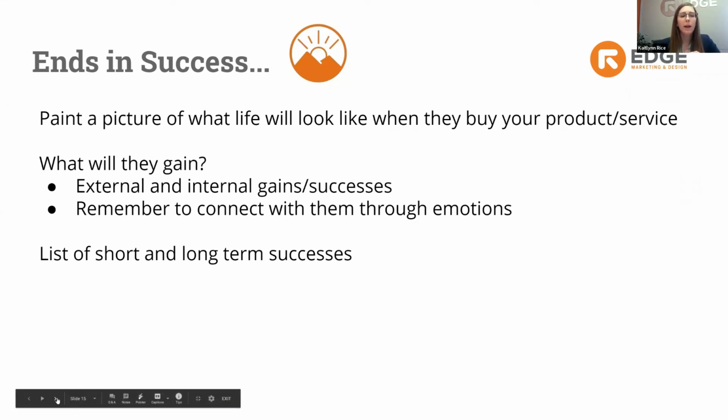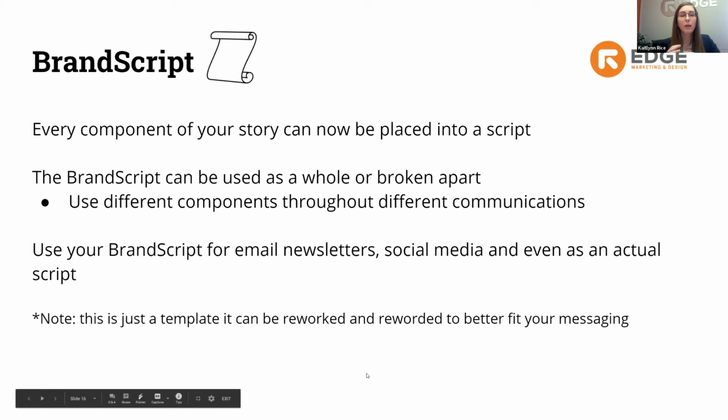And once we have all those 7 steps together, we are able to implement them into a brand script. So a brand script is kind of like Ad Libs, where you're able to take those 7 steps that we created for your story and put them into an actual script.